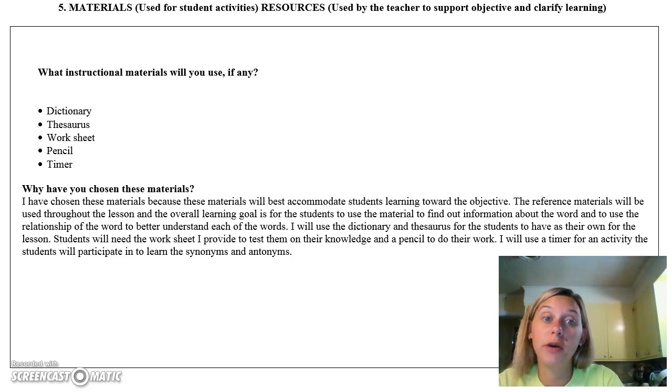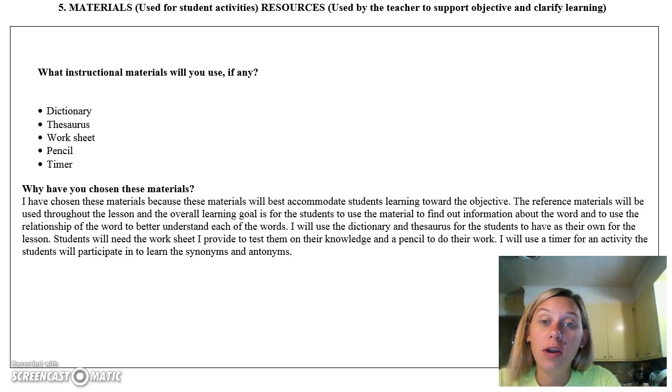I have chosen these materials because these materials will best accommodate student learning toward the objective. The reference materials will be used throughout the lesson, and the overall learning goal is for the students to use the material to find the information out about the word and use the relationship of the word to better understand each of the words.